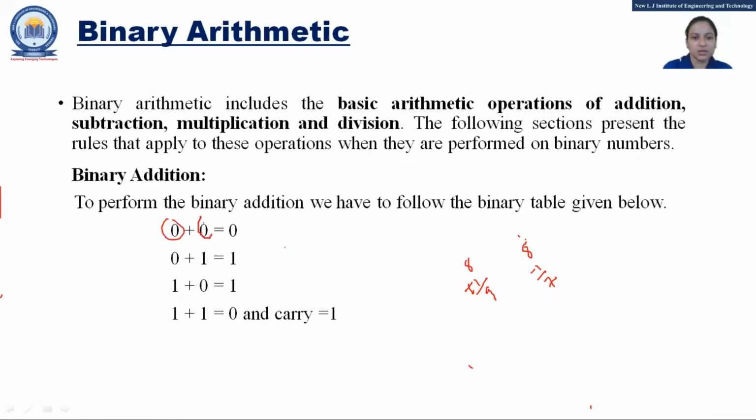0 plus 0 gives 0, 0 plus 1 gives 1, and 1 plus 1 returns 0 as the sum, and the carry is 1. How does this come? 1 plus 1 returns 2 in the decimal system.